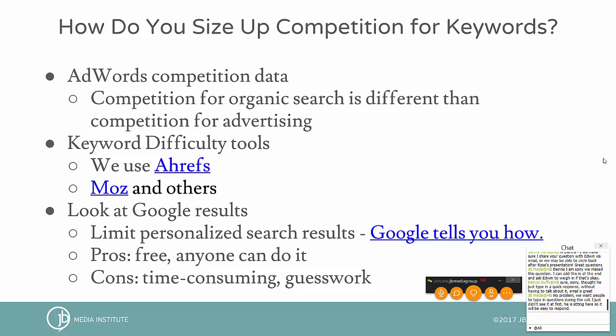So you go to Google, and if the top results are full of pages that you know are really strong, really big websites, then you can assume that's a really competitive keyword. And if you go to Google and you find that the results don't look that great, or it's not really pulling up results for that particular search that are a really good match, then you can say, oh hey, there's an opportunity here. So that is a really accessible way to do competition assessments. The pros are that it's free, anyone can do it. The cons are that it's time consuming and it's guesswork.